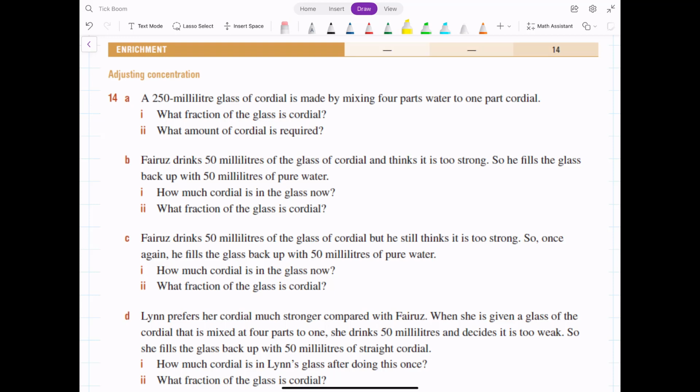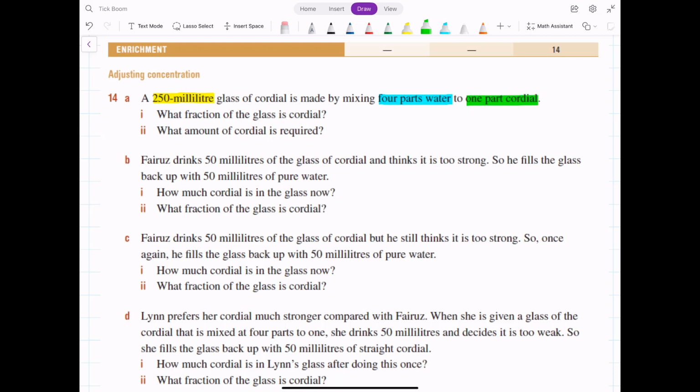So part A says a 250 milliliter glass of cordial is made by mixing 4 parts water to 1 part cordial. And the two subparts ask, firstly, what fraction of the glass is cordial, and then what amount of cordial is required. So I think the key elements to this question are the fact that we've got 250 milliliters in our glass, and that will be made up of 4 parts water to 1 part cordial.